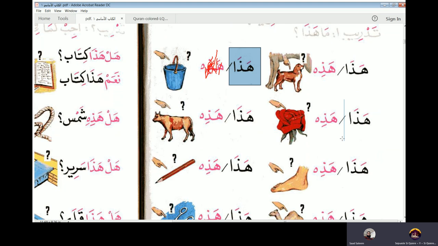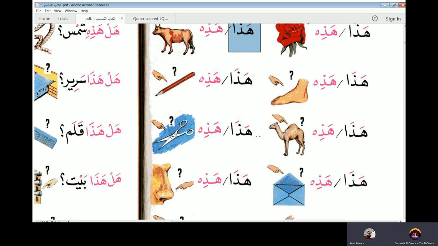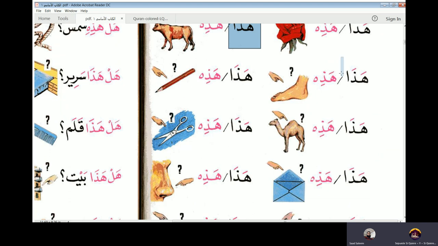هذه وردتون. And this is a rose. Okay, the bull is هذا ثورون. This is a bull. ثورون, a bull. Okay.